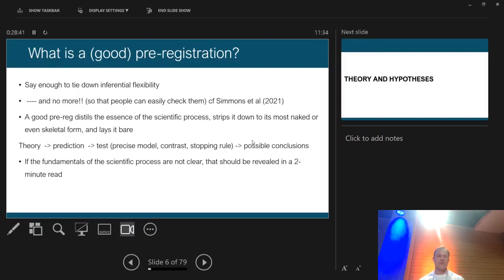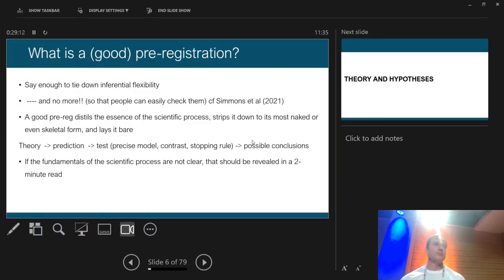So because it does this, because what you're going to specify, and I'll go through the theoretical claim that is actually at stake that you're testing, the prediction that follows from it, the precise test that tests that prediction, and the possible conclusions that follow from that test in a concise way. You've laid bare the essence of the scientific process that's going on in that study.